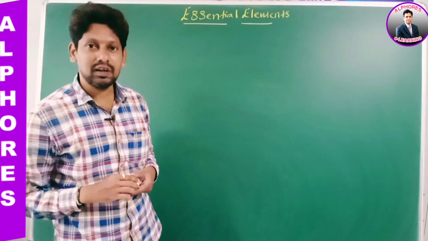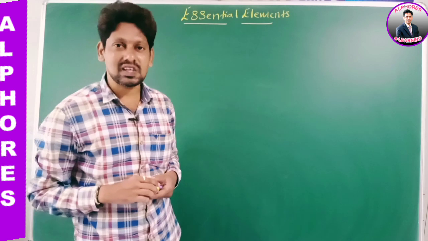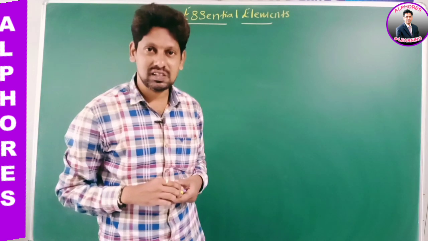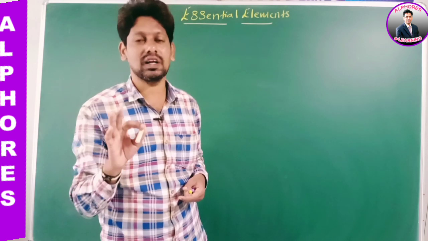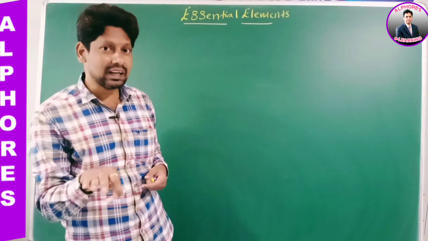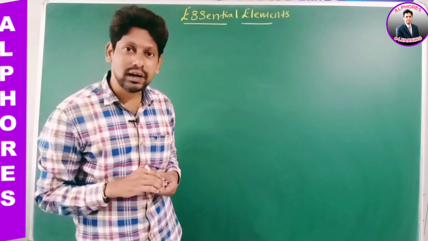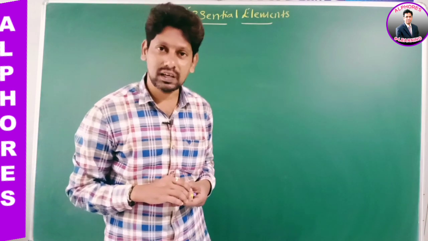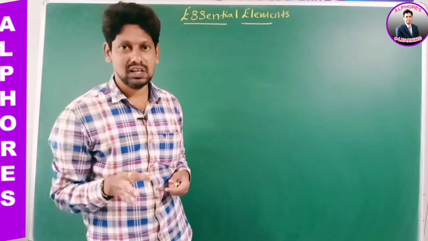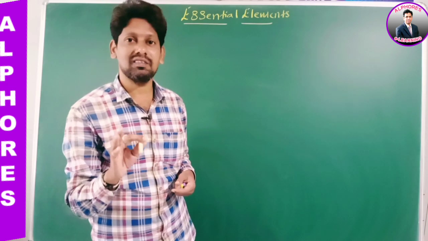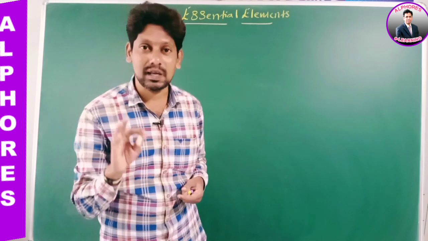Yes or no? Now listen to the statement. All these 17 essential elements are not required in same quantities for growth and development of the plant. All 17 are required, but are they required in same quantity? No. All 17 essential elements are required for growth and development of the plant, but not in the same quantity.